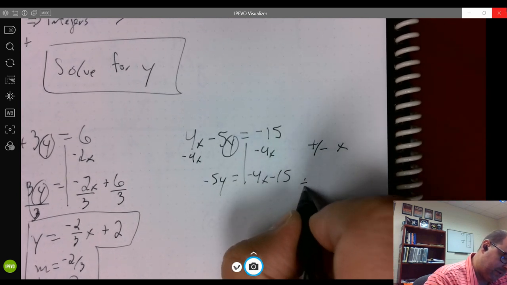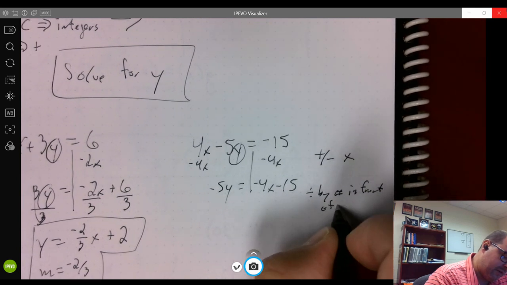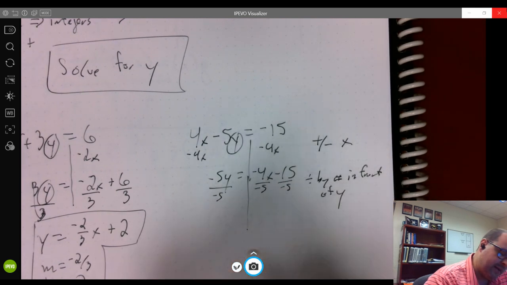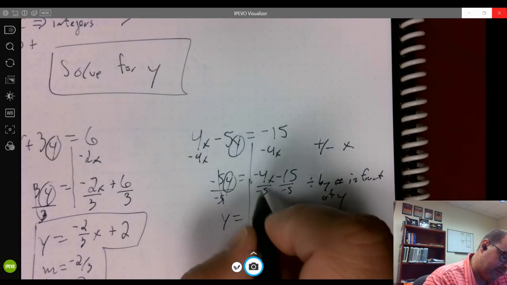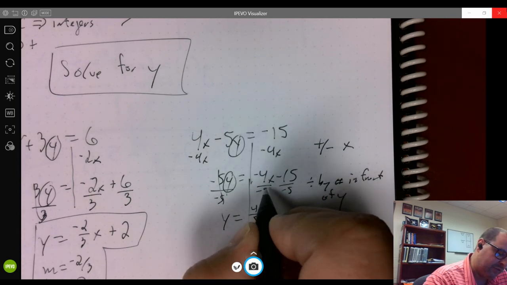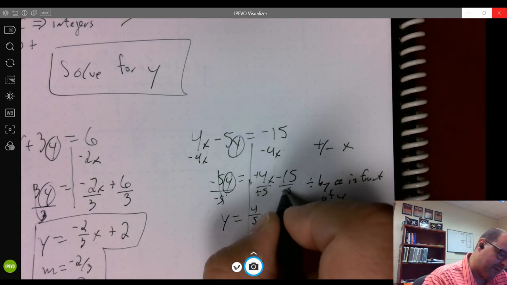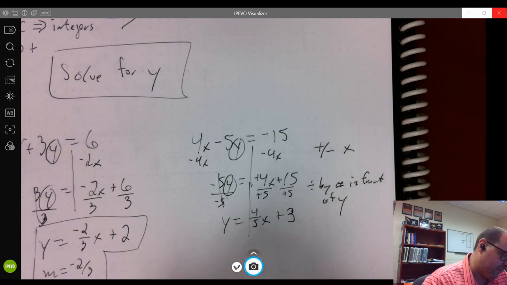Then our next step is we divide by the number in front of y. So I divide everything by negative 5. Because I'm getting y all by itself, negative 4 divided by negative 5 turns to 4/5 x. Why? Two negatives divided or multiplied together give you a positive. Same thing here: negative 15 divided by negative 5. 15 divided by 5 gives us 3.